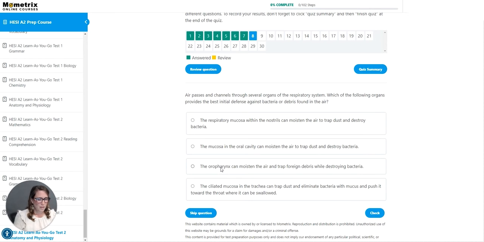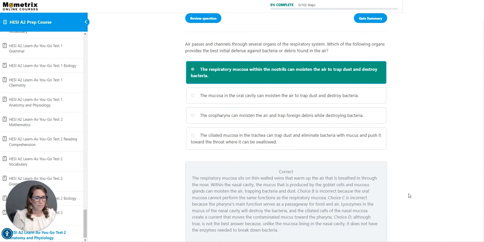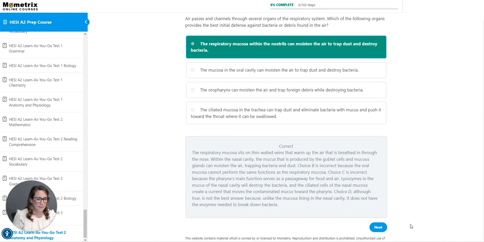Remember, we talked about first it comes in through the nose, and then we have the ciliated mucosa in the trachea can trap dust. Well, trachea, we've already gone through quite a few other structures first, so that would not be our initial defense. So we're going to choose choice letter A, and this is within your nose. You've got those goblet cells and mucus glands. They do moisten that air. They do help you to be able to trap that bacteria and dust, so you can sneeze it out, blow it out, get rid of that bacteria.